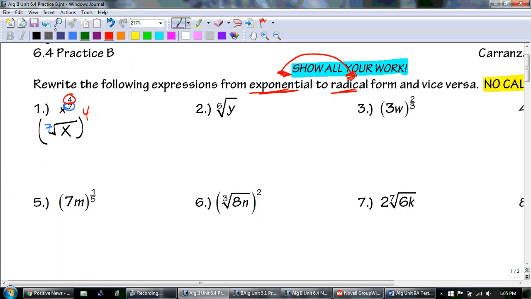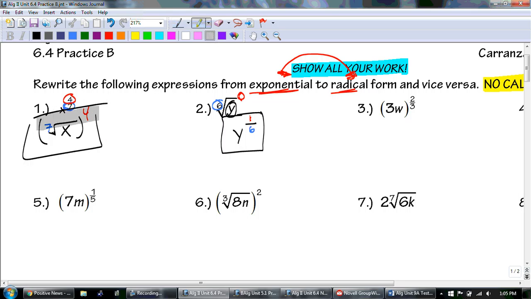Okay, so now we're going from radical to exponential. So our base stays the same. We said that the number out front for the root goes underneath, and since there's nothing up here, we put a 1. So guys, let me put a box around my final answer. Okay, let's look at the next one.